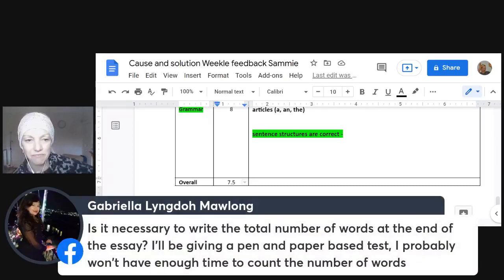Gabrielle, great. Let's see. Is it necessary to write the total? No. Definitely not, Gabriella. It's a good question. Great questions are coming in. It's definitely not necessary to write the total number of words, but you should have kind of in your mind that you should be writing about 4 sentences for each body paragraph. I looked at your essay this morning, Gabriella, and it was just far too long.